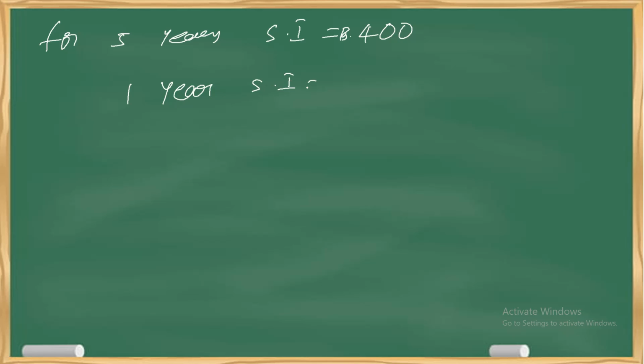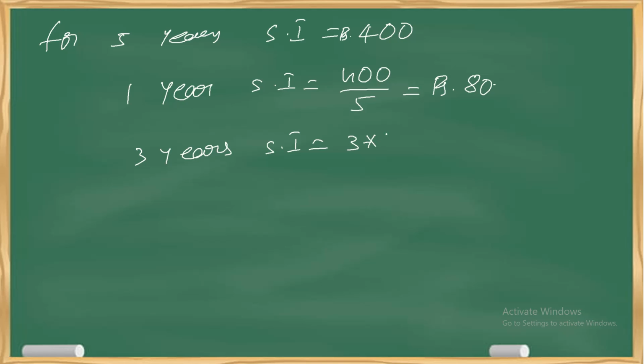I would like to add one more point here. For 5 years, for a certain amount, you have paid the simple interest as 400 rupees. Just assume. Okay, now 1 year interest is equal to how much? 400 by 5, that is equal to rupees 80. So what is 3 years interest? 3 years simple interest is equal to 3 into rupees 80, so that is equal to 240 rupees.